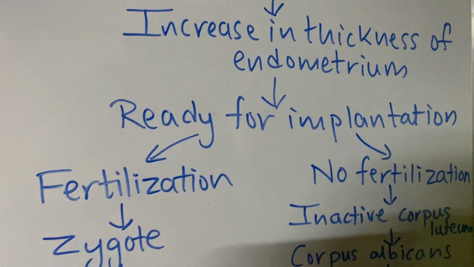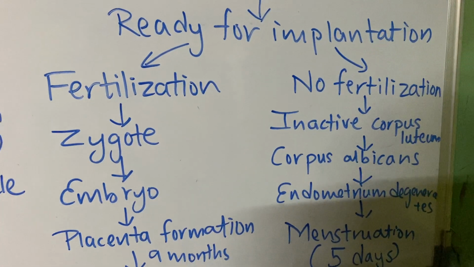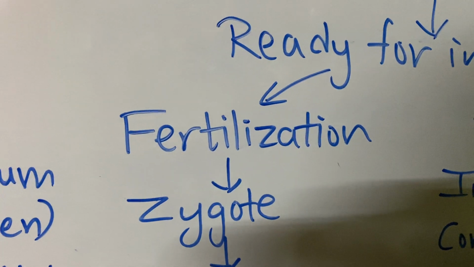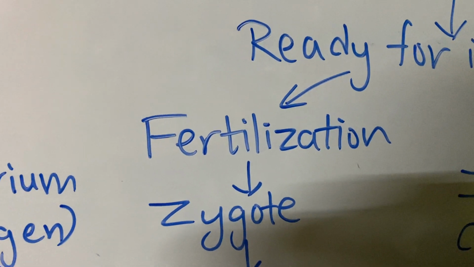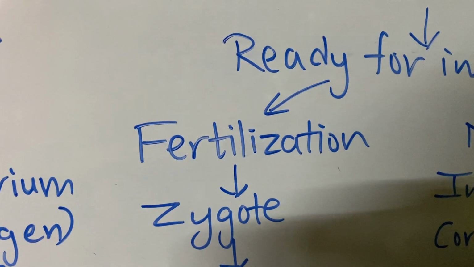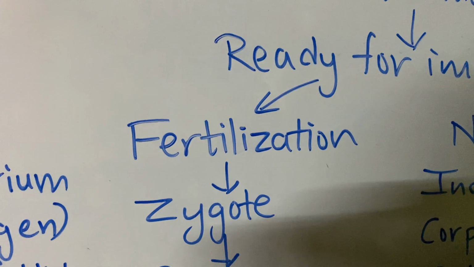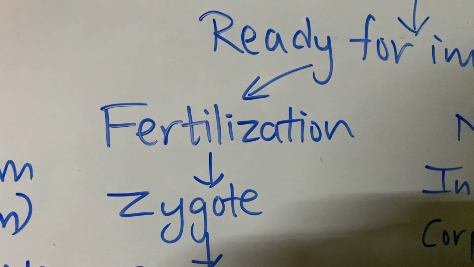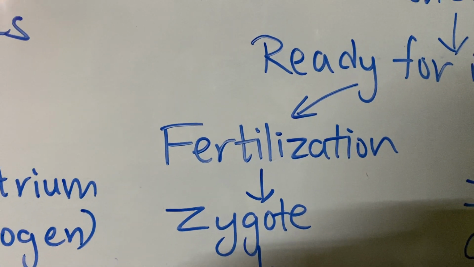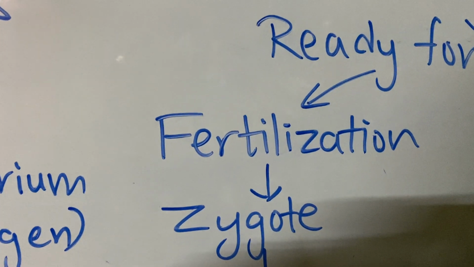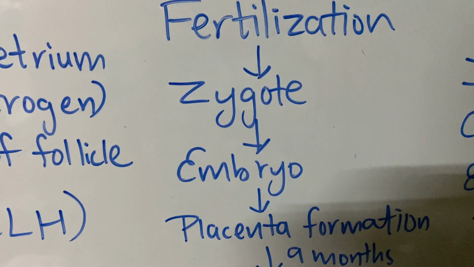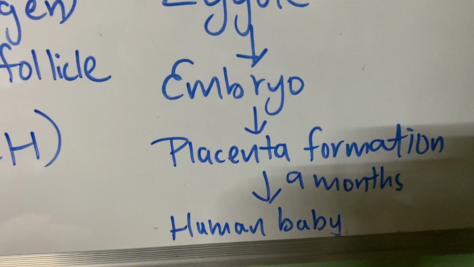After this, there are two conditions. First is fertilization and second is no fertilization. Imagine if fertilization takes place. What is fertilization, students? When the oocyte, or ovum, or egg is fertilized by a sperm, it gives rise to the first cell of the organism called the zygote, and this process is called fertilization. If the zygote is formed, it will further divide to form the embryo. The embryo further forms the placenta, and then after 9 months a human baby is formed.